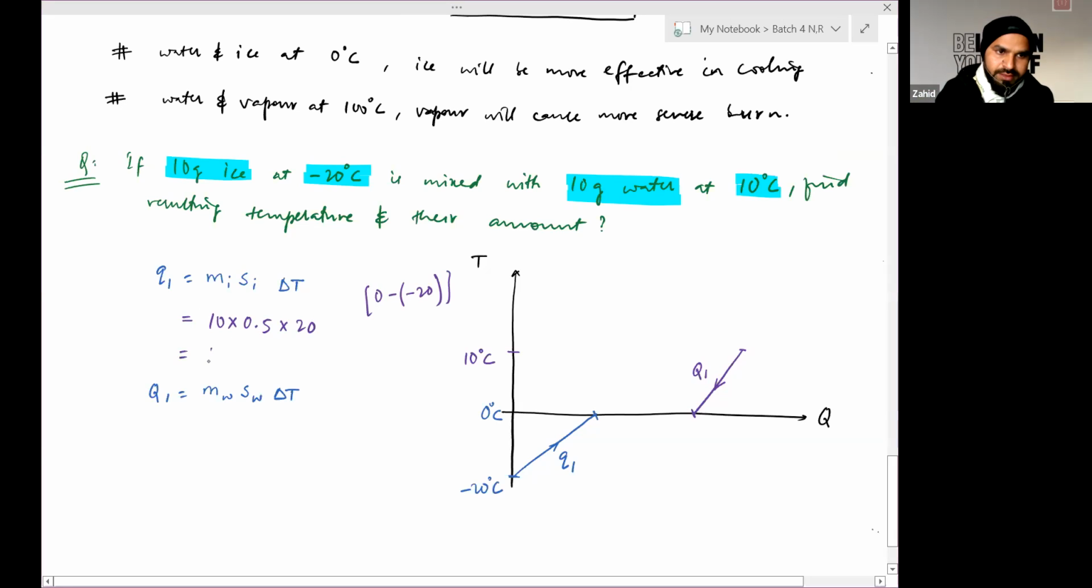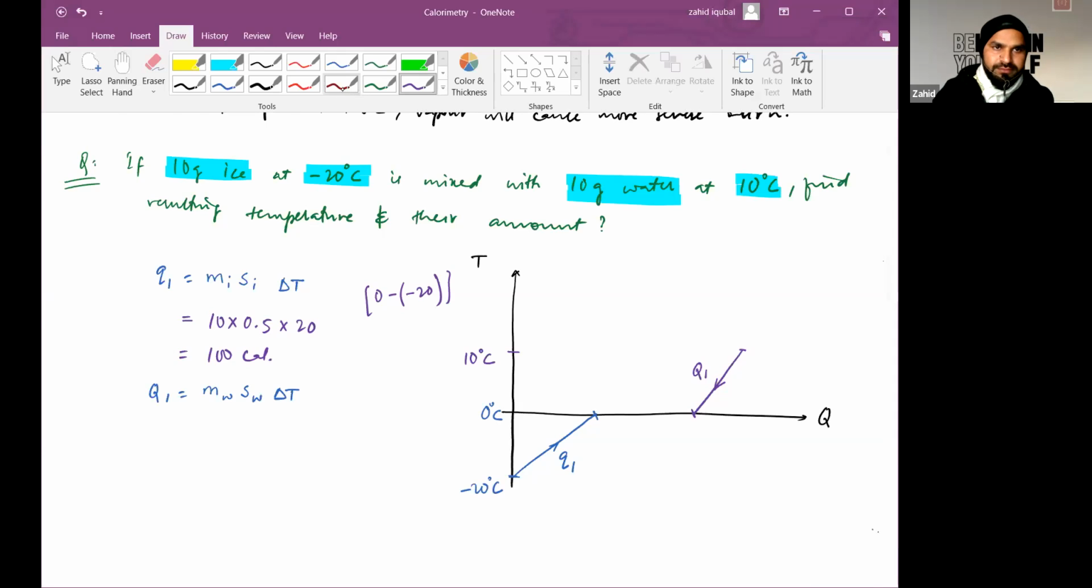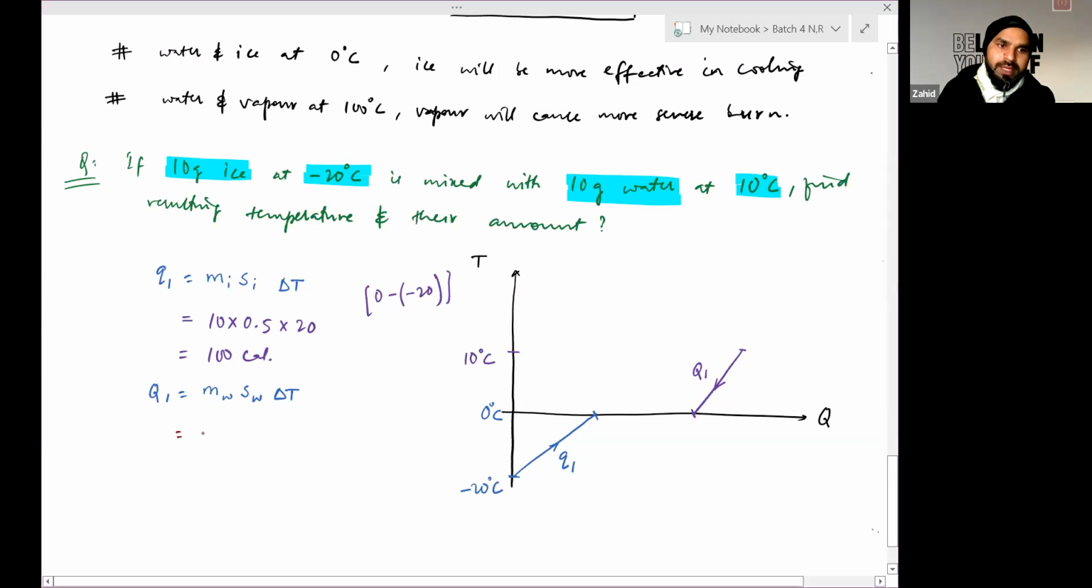So on simplifying, you will get 100 calorie. Similarly, for the second part, that is for capital Q1, mass of water is 1, specific heat capacity of water is 1, and change in temperature is 10. So you'll get 100 calorie.